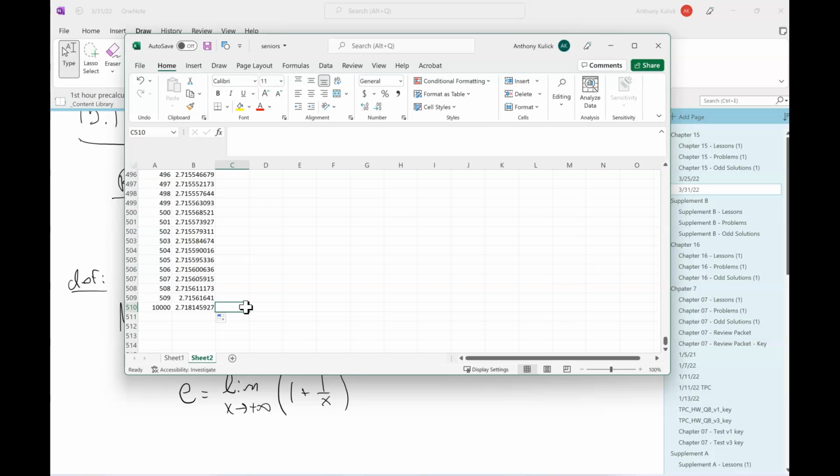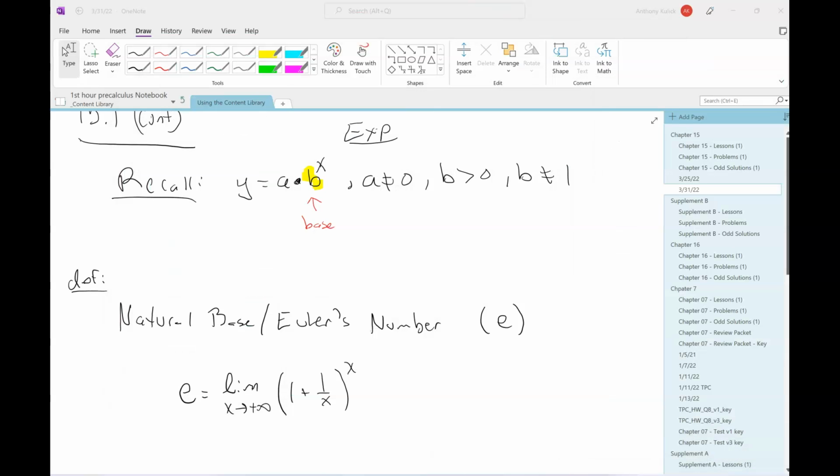When you have a computer, it's easy to do this because it doesn't take long for the computer to do a calculation like this. If you're trying to do this by hand, it's an incredibly difficult calculation to do by hand. But the computer handles it no problem. So it turns out that this number here, e, is an irrational number.